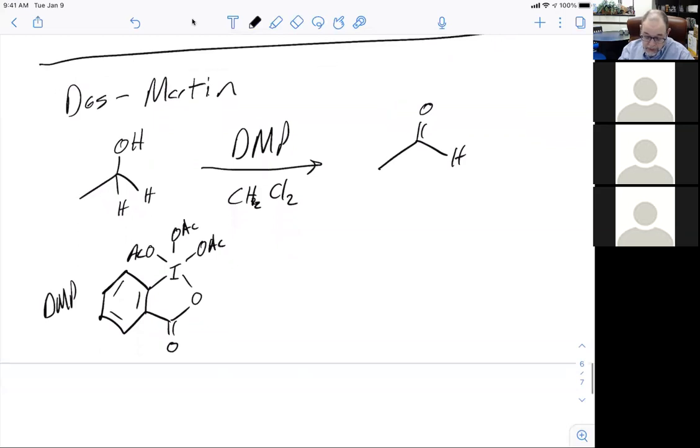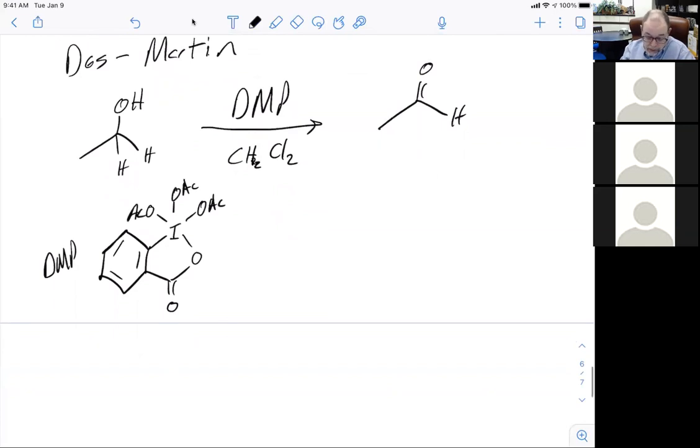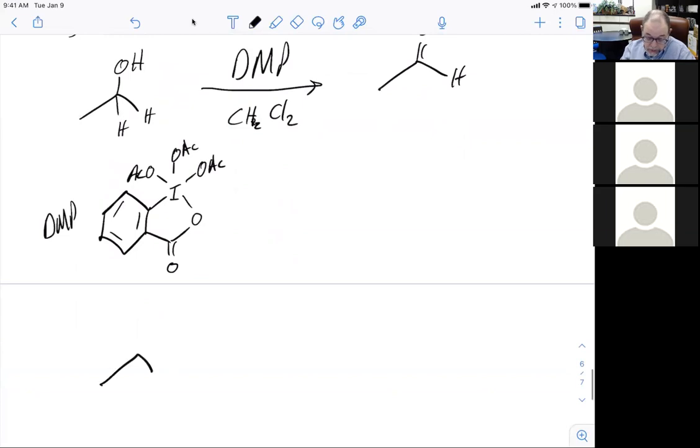So that's the DMP. Not going to worry about showing the mechanism. It is in the book. It's not quite as slick as the Swern oxidation, but it works rather well. But we can do this with both secondary and primary alcohols to get the products. Questions about these?